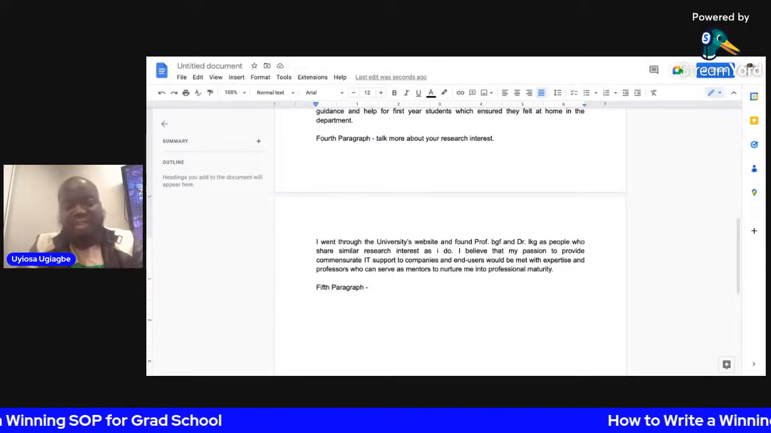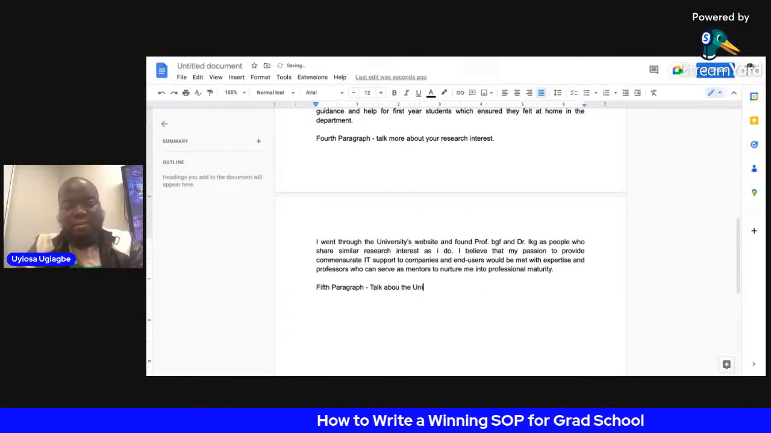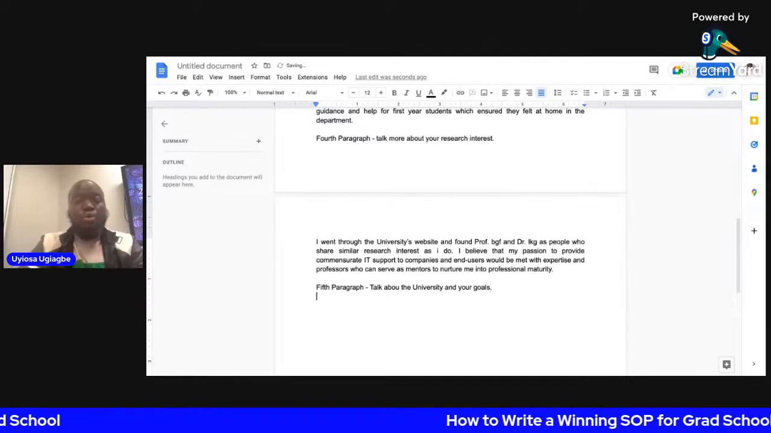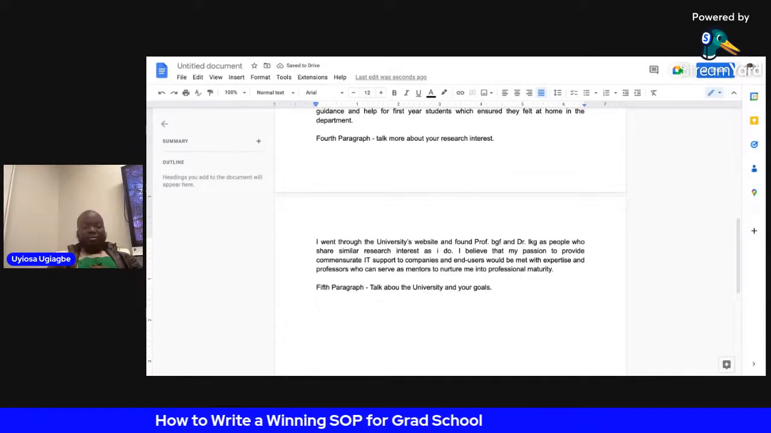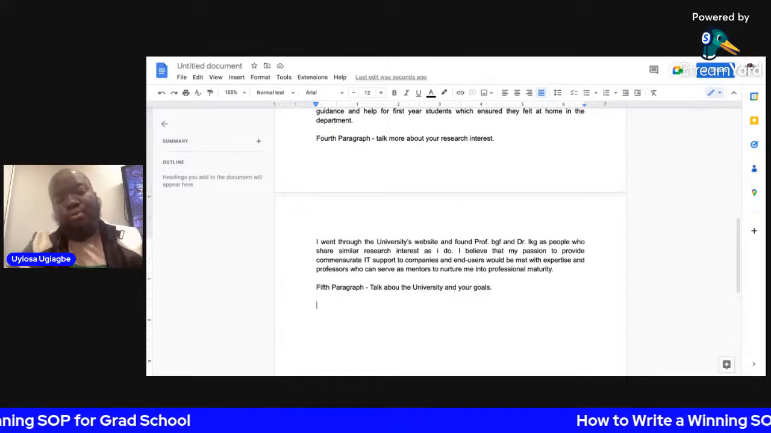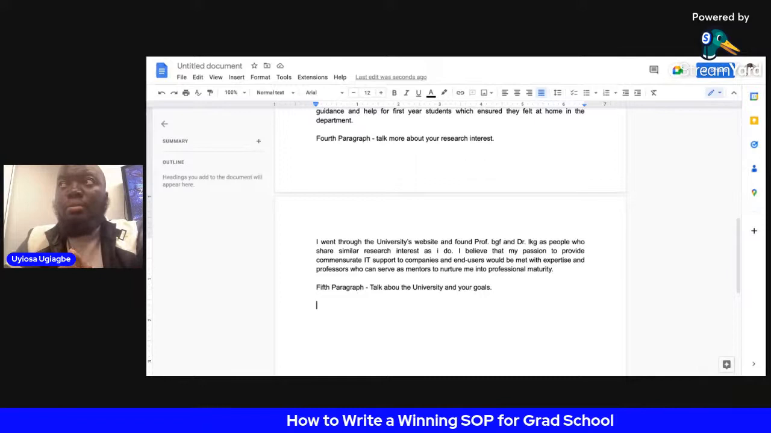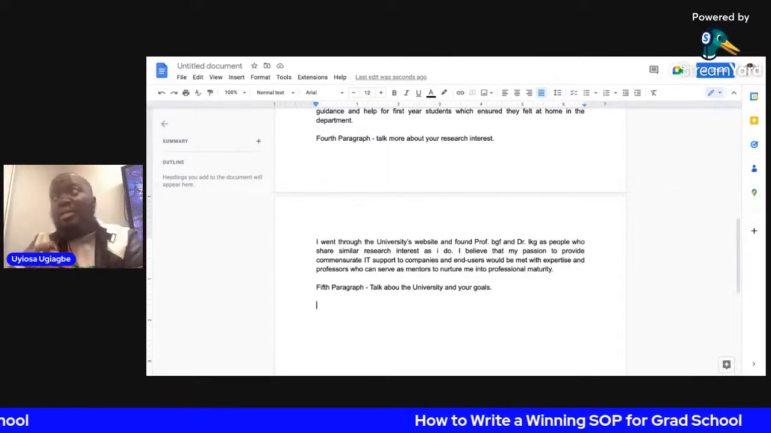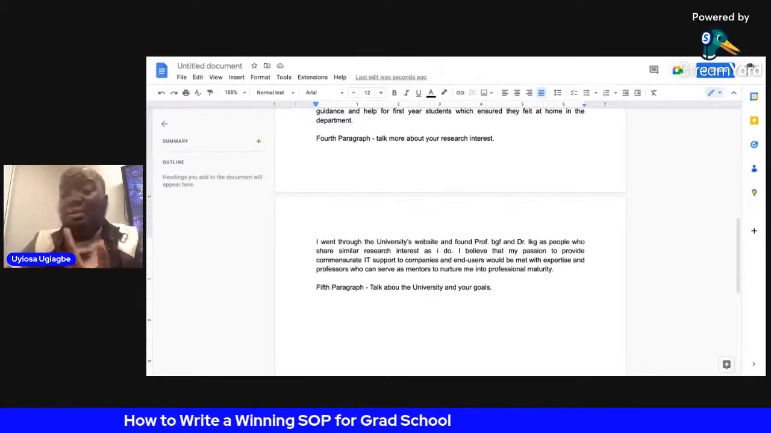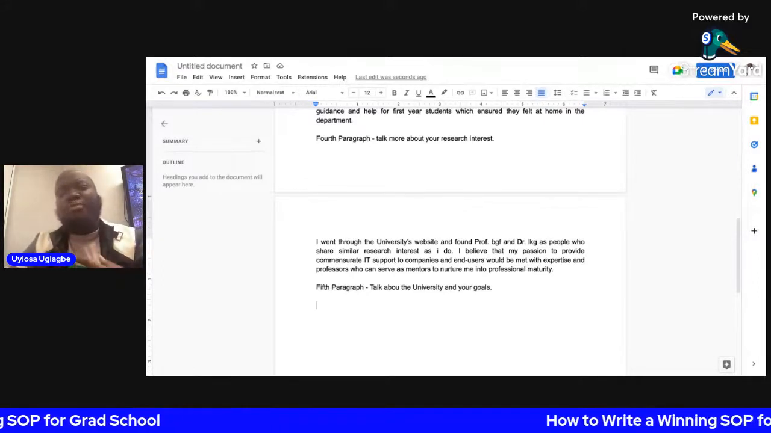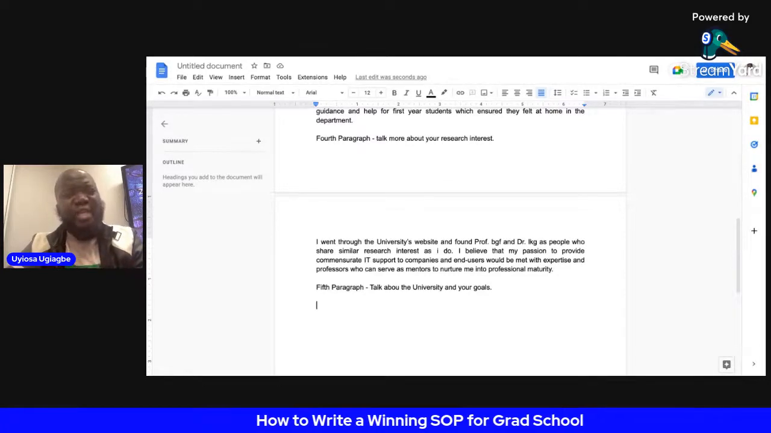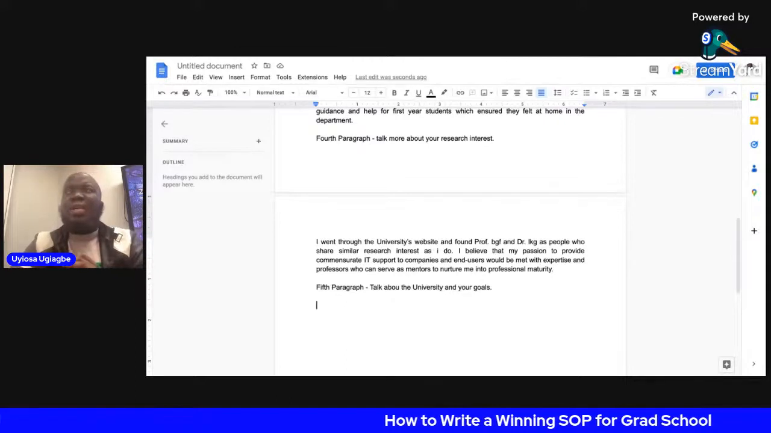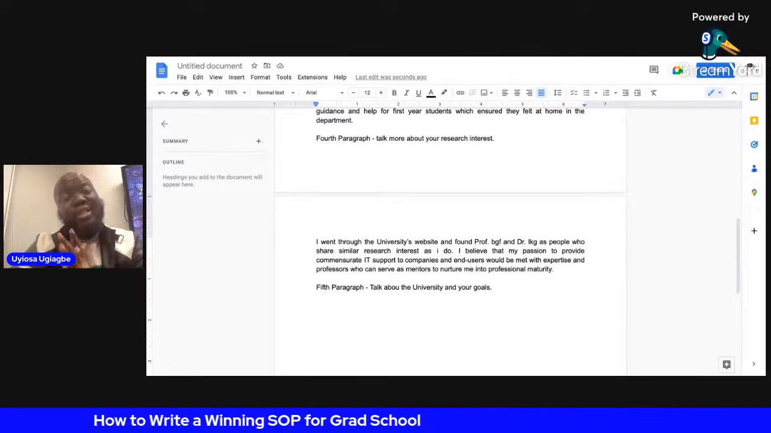Right. So your fifth paragraph is where you should talk about the university and your goals. Here is where you should talk about why the university you are applying to is a good fit for you. Is it that they're located in a very good environment? Is it that they embrace diversity? Is it that they accept a lot of international students, so you do not feel left out in the academic environment? Is it that they have a lot of professors in your area of interest, that you just have to be there to learn from them and become an expert in that field, right? So there has to be something or a group of things that are attracting you to that school. So you have to make sure that what you're saying makes sense, right?